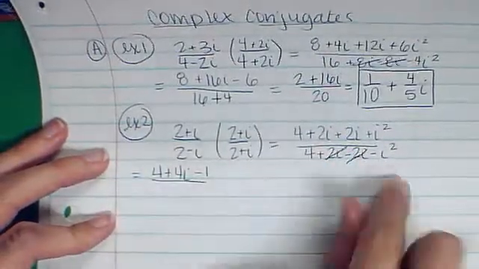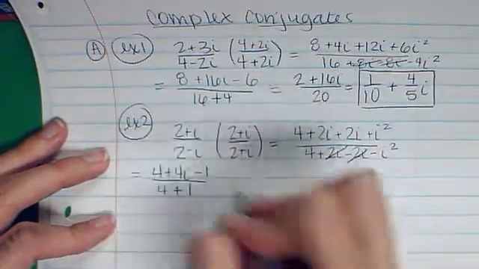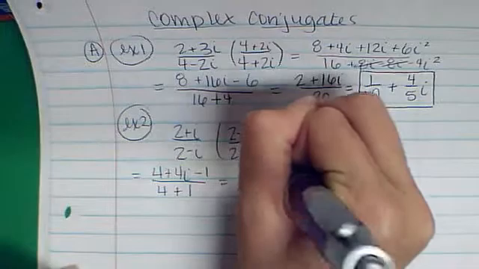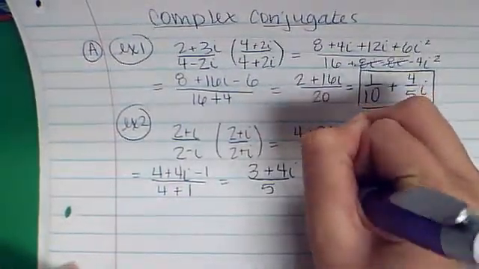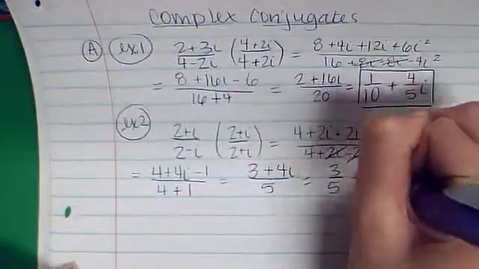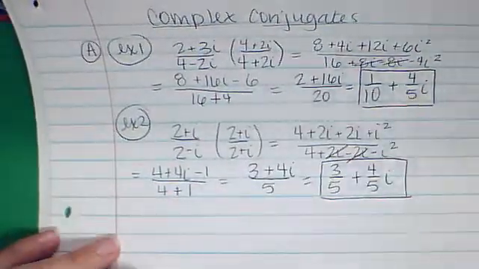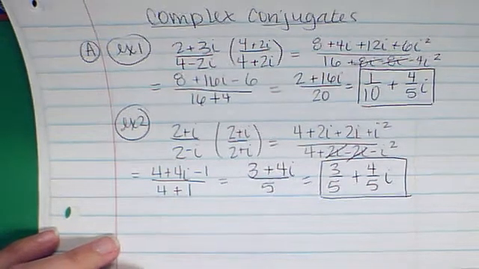On the bottom, I have 4 minus i squared, so the minus i squared would be plus 1. On the top, I can combine 4 and negative 1 to make 3, plus 4i. On the bottom, I have 5. There's nothing to reduce, so as soon as I separate those two pieces out, I've got a good answer in standard form. So that's all that I have to do to get my complex conjugate, to get i out of the bottom and get a solution.